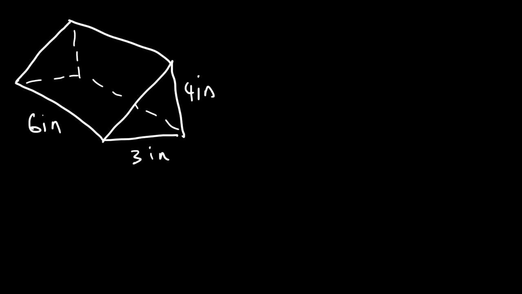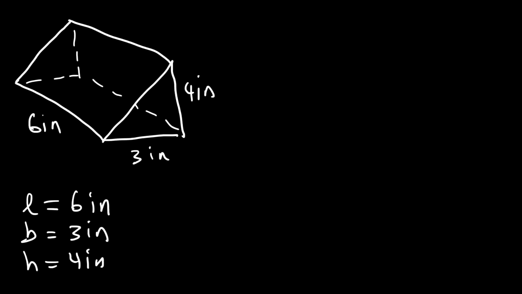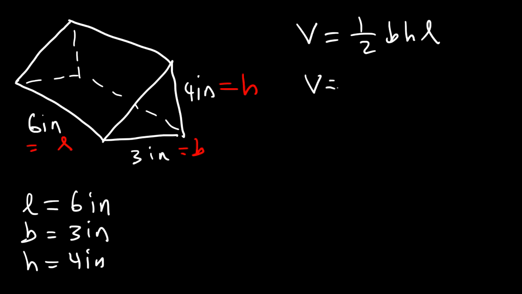So first we need to identify what we have. The length is 6 inches. The base is 3 inches and the height is 4 inches. So keep in mind, this is h, we're going to define this as b, and this is l. So now just write the formula. The volume is going to be 1/2 base times height times the length of the prism. So it's 1/2 times 3 times 4 times 6.